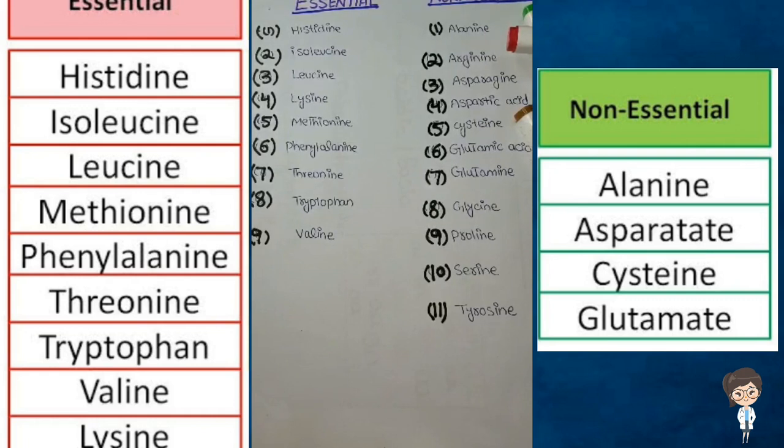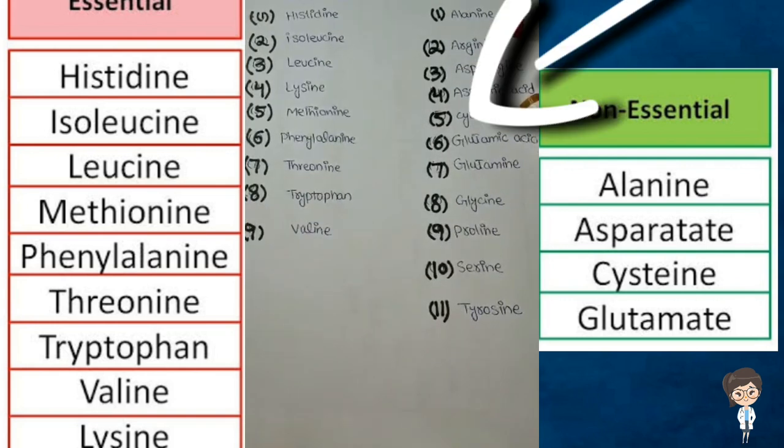Non-essential amino acids are the amino acids which can be produced in our body. There are 11 non-essential amino acids. While essential amino acids cannot be produced by our body and we have to take them in our daily food, there are 9 essential amino acids. Here is the list of essential and non-essential amino acids.